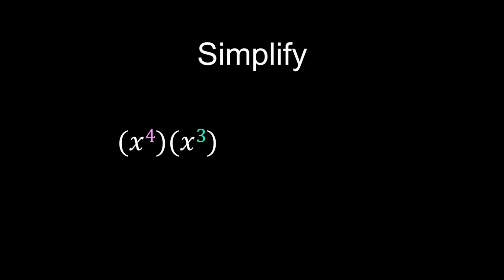In this example, we have x to the 4th power times x to the 3rd power. Because we have the same bases, we can apply the product of powers rule. We will keep the base x and we'll add the exponents 4 plus 3. 4 plus 3 is 7, so this expression simplifies to x to the 7th power.